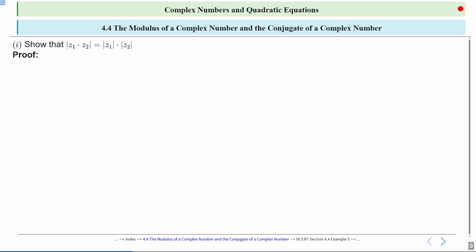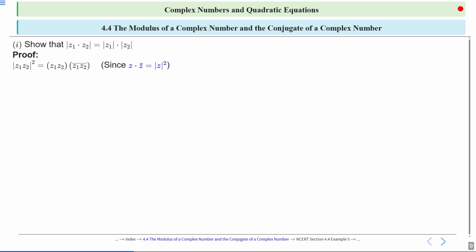So let's begin the proof for the first property. We will show step by step why the modulus of z1 times z2 equals the modulus of z1 times modulus of z2. We start by writing the square of the modulus of the product. So modulus of z1 times z2 whole square equals z1 times z2 times the conjugate of z1 times z2.